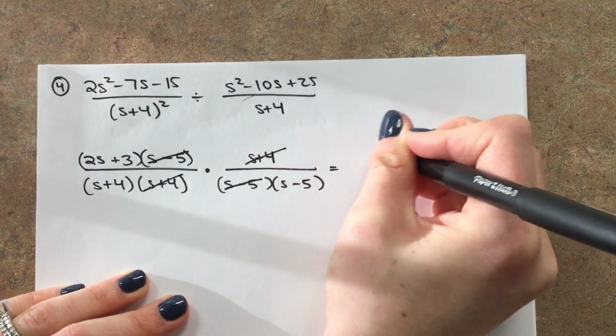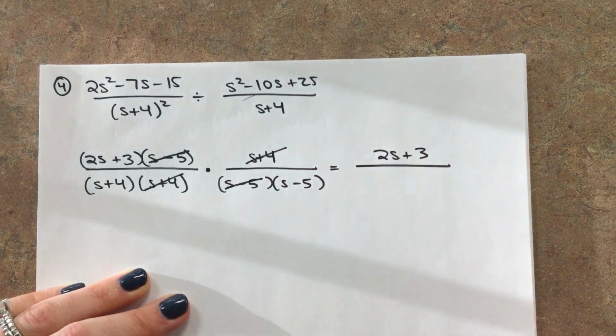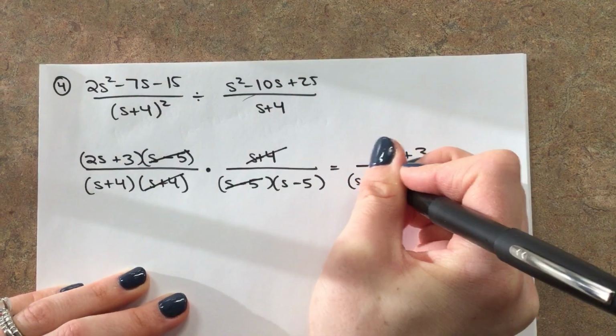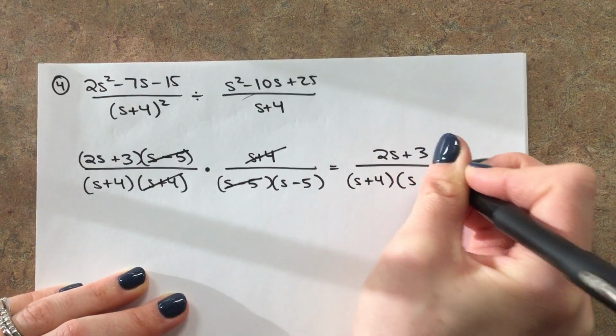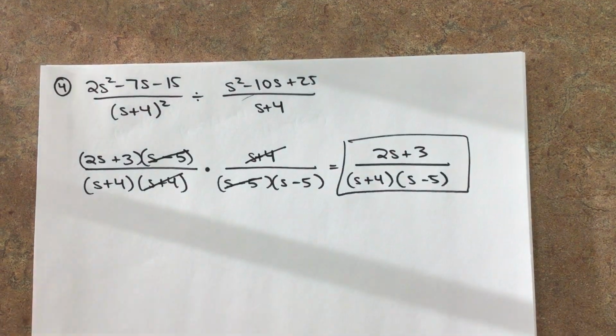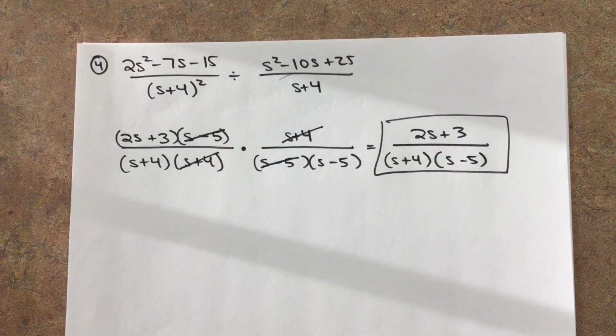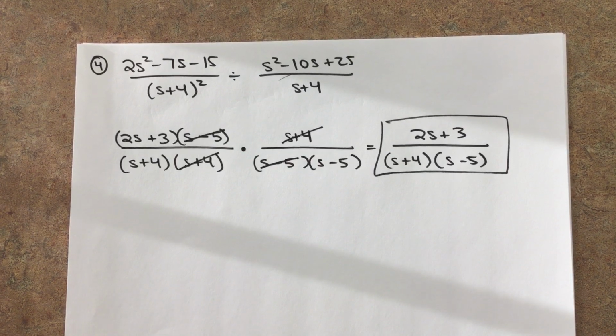So the numerator, I just have 2s plus 3. The denominator, you can FOIL it if you want. You can just leave it like this if you want. But either way, you've got both of those 2 expressions left in the denominator. Okay, questions there? Number 4?